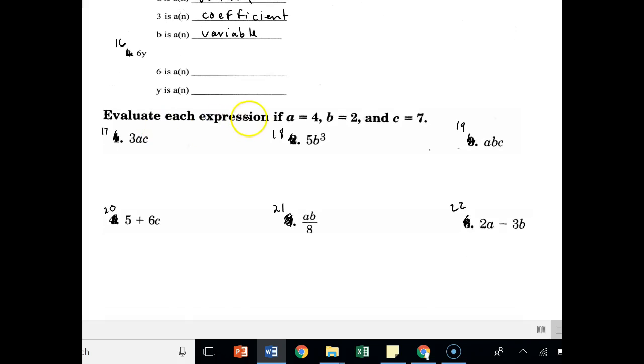It says evaluate each expression if a is 4, b is 2, and c is 7. So we'll say a being 4, b being 2, and c being 7. So over number 3, I say 3 times a, which is 4, times c, which is 7. And then we just use order of operations. So 3 times 4 is 12.